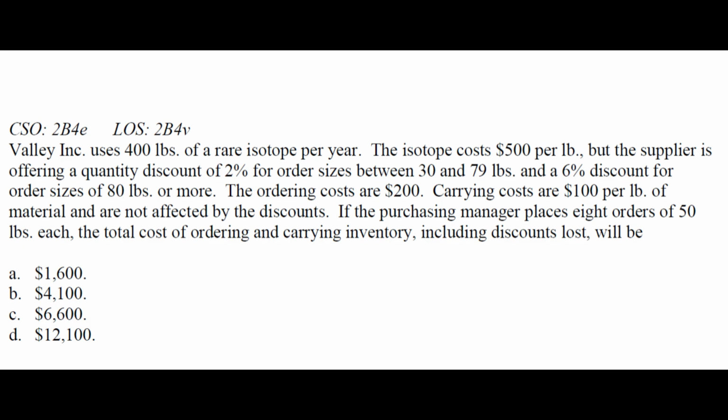D. $12,100. Correct. This reflects the combined impact of ordering costs, carrying costs, and the additional supplier discount sacrificed by ordering only £50 at a time. Correct answer: D.